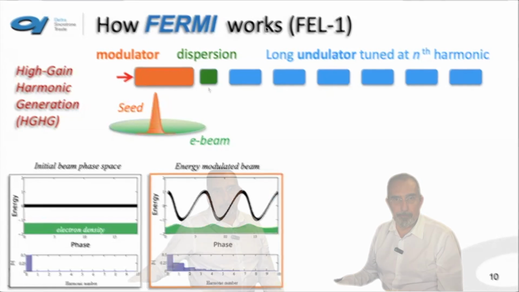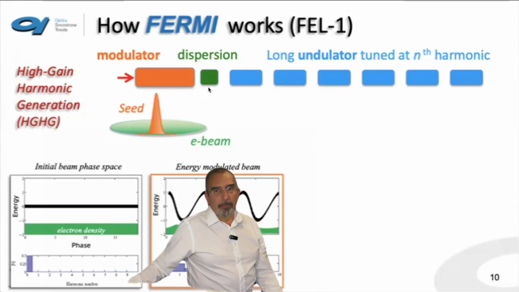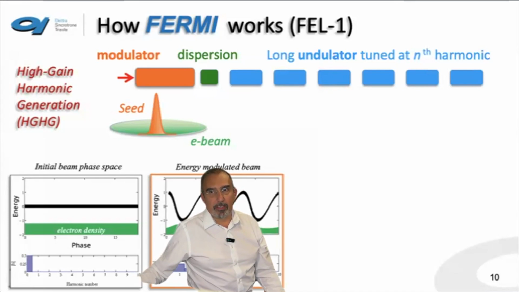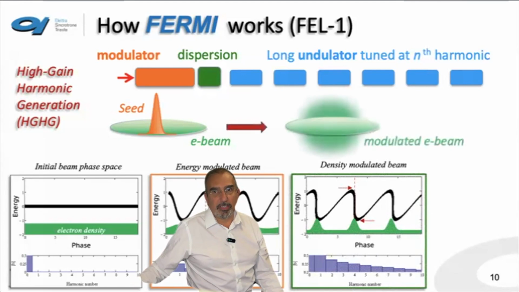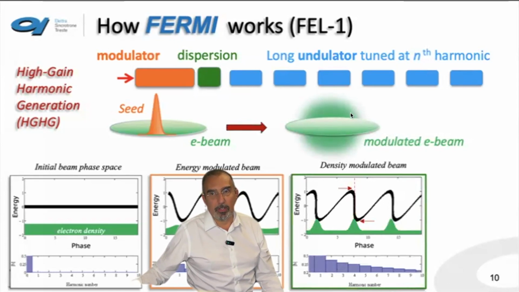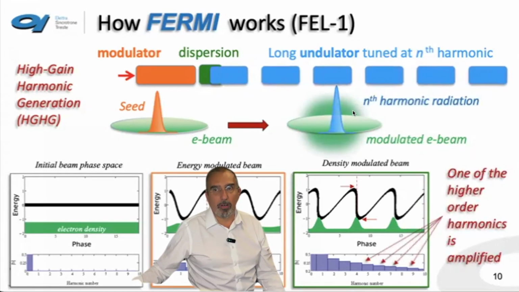As a second step, the electrons pass through a magnetic chicane, in green, where more energetic electrons travel a shorter trajectory. So at the exit, they take over the less energetic electrons. Note how, after the chicane, the beam is synchronized in phase, and the Fourier transform of the density contains many harmonics of the fundamental wavelength. This modulated beam is finally injected in a long undulator, where the resonance is tuned at one of the higher harmonics of the seed. This selected harmonic is amplified.